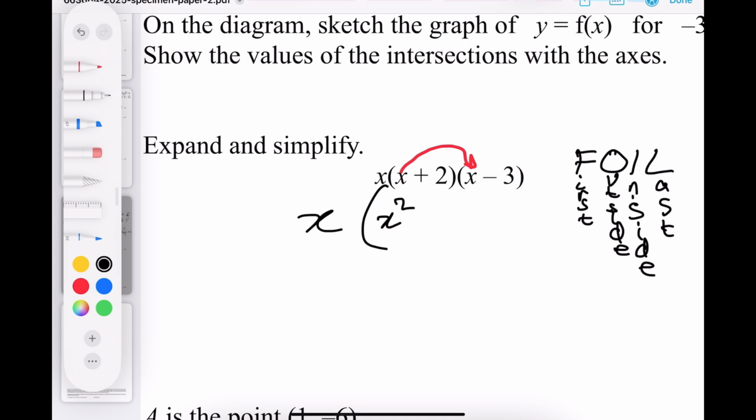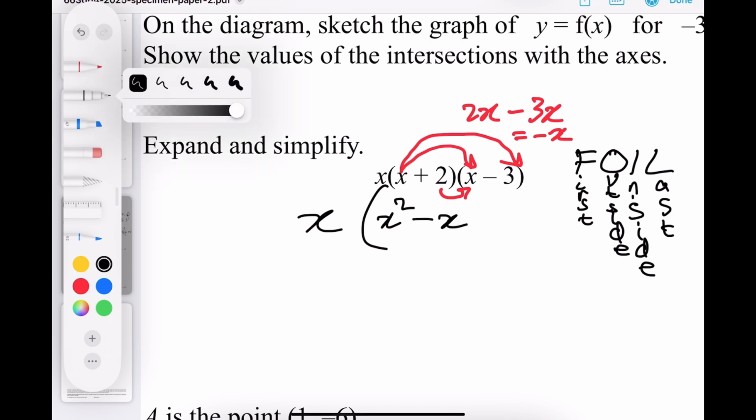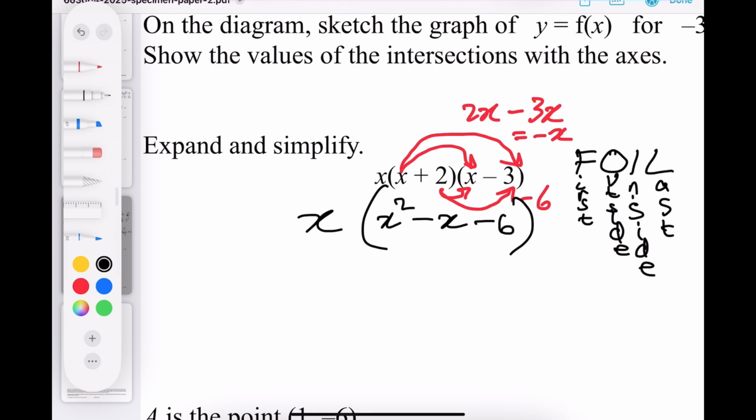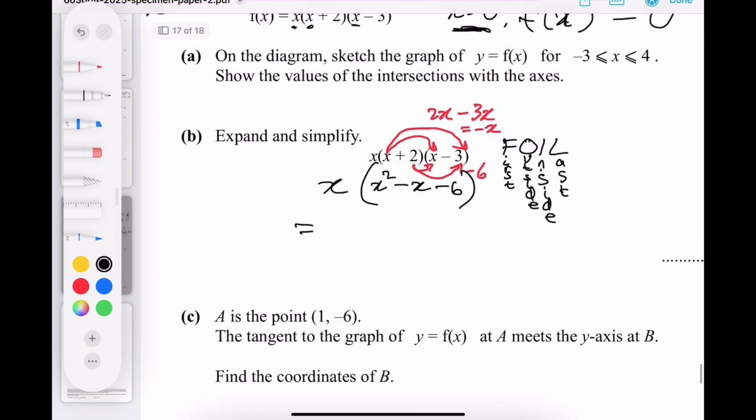So x squared. Now we do the outside of both brackets. The outside terms is 2x, and then the other outside term is negative 3x. So the sum of these two would be negative x. And finally, we do the last 2 terms of both. 2 multiplied by negative 3 is negative 6. So that's our final term here. And now you should know how to expand this. Just multiply x by each of the terms. And you would get that as your final answer.